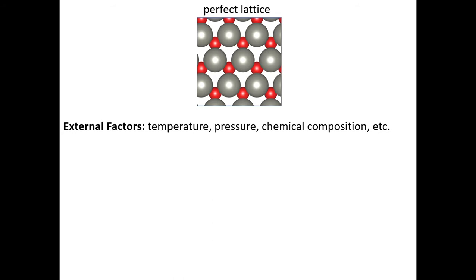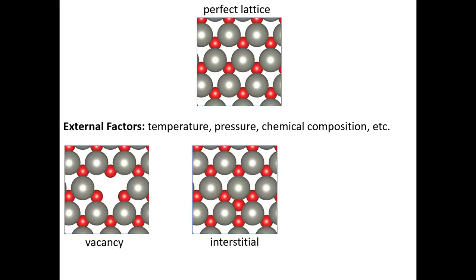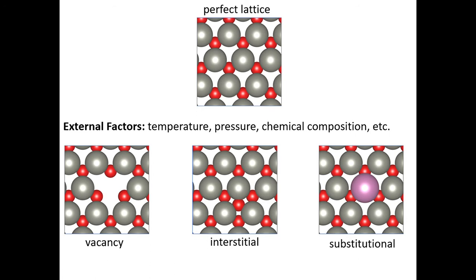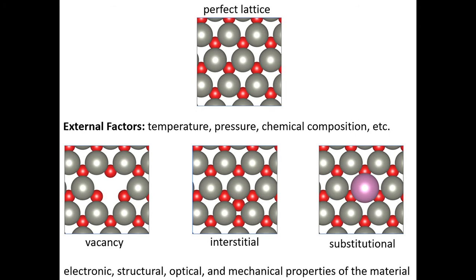pressure, chemical composition, and so on during experimentation. Imperfections will appear as defects such as vacancy, interstitials, and substitutions, to name a few. These will affect the electronic, structural, optical, and mechanical properties of the material.